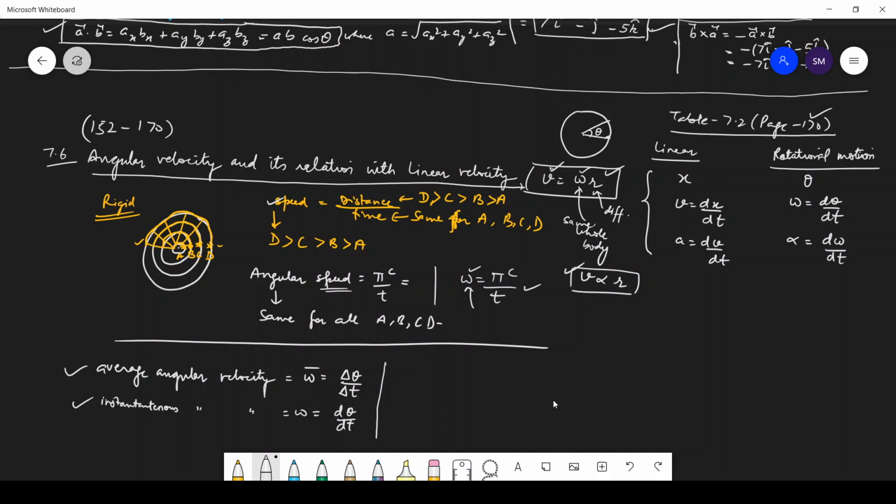Now, your screen is not visible. Okay, my screen is not visible. Okay, now it's visible.